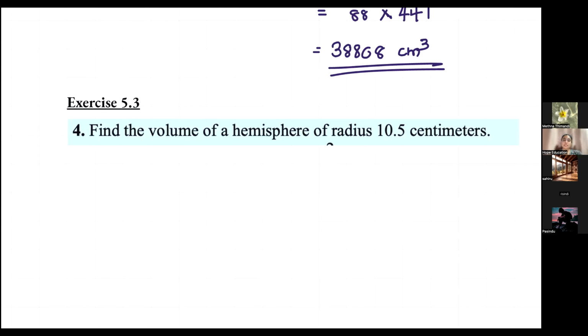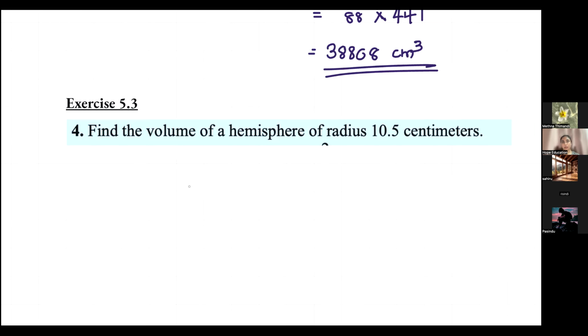Find the volume of a hemisphere of radius 10.5 centimeters. Did I not give you enough time? How much more time do you need? Sahiru, Risindi, Pasindu? Sahiru is done. Okay. Risindi, Pasindu, all of you are done. Tell me when you ask, children. Okay.